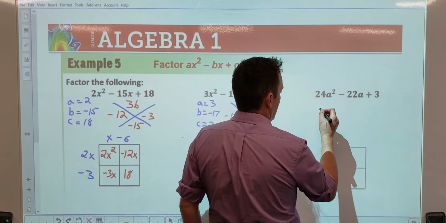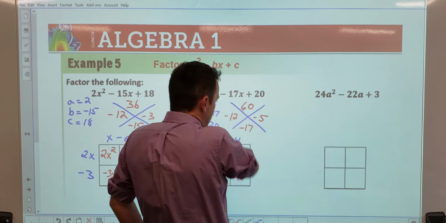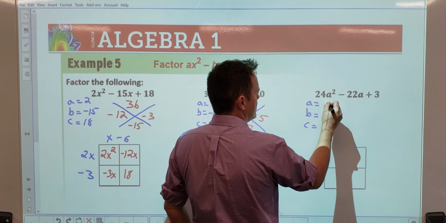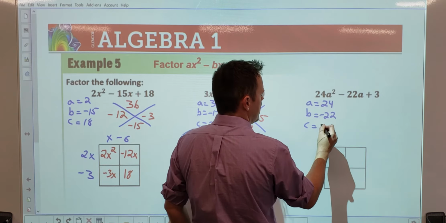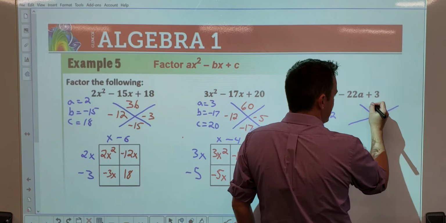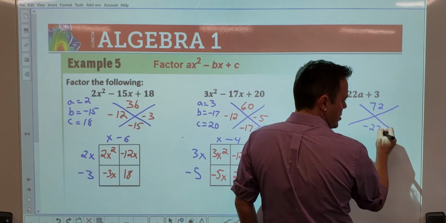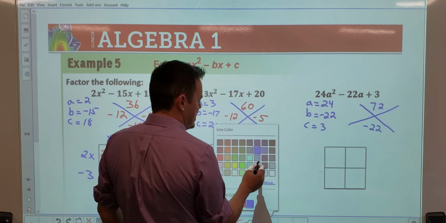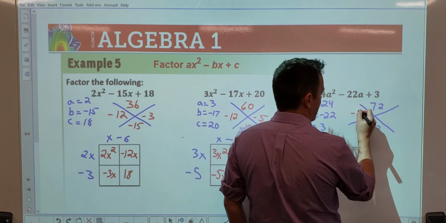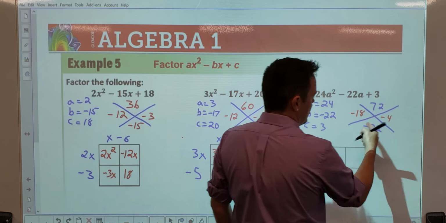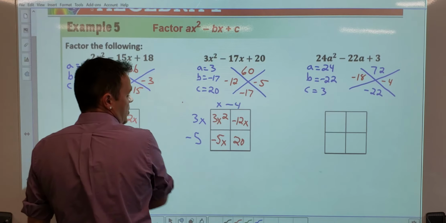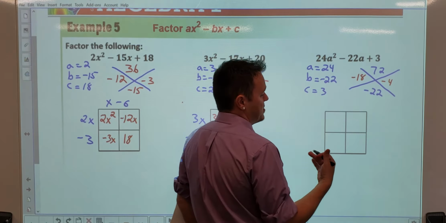And then the last piece here, as you're going forward, make sure that you have it. It would be A, B, C: 24, negative 22, and 3. And then you do your setup here. And my numbers come out to be 72 and negative 22. Okay, and then you have your setup. When you do your equations on the inside, ladies and gentlemen, you would get negative 18 times negative 4 is 72. When you add them together, it's negative 22. All right, same now on the setup. Okay, make sure you do the Punnett Square.